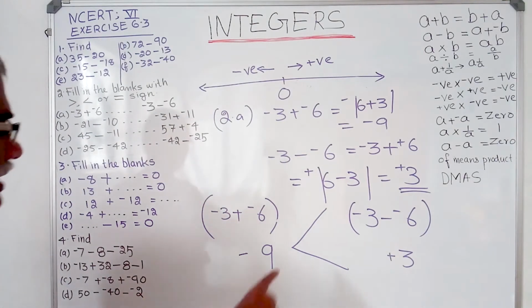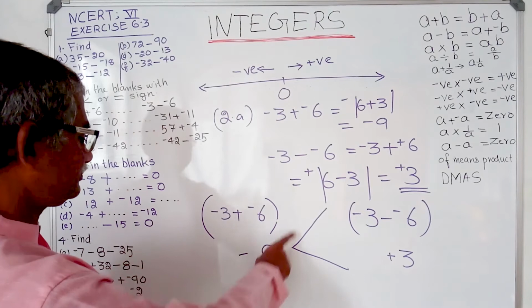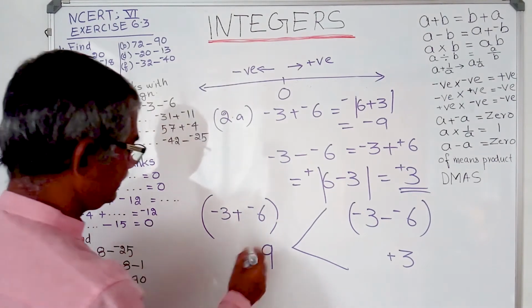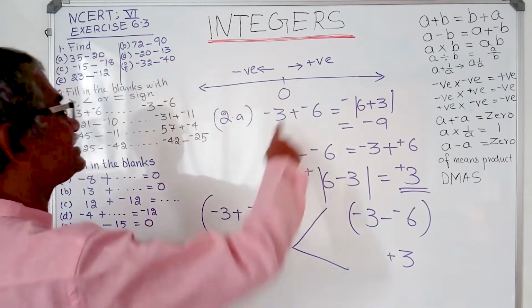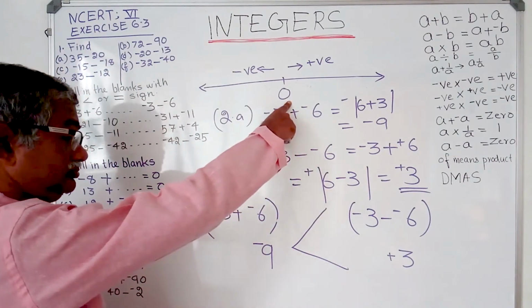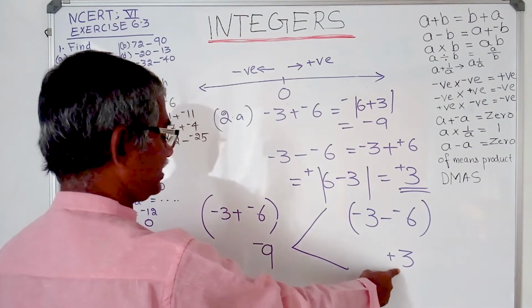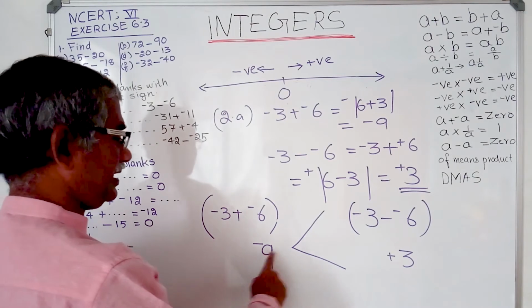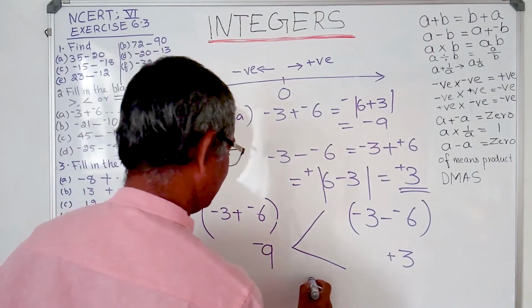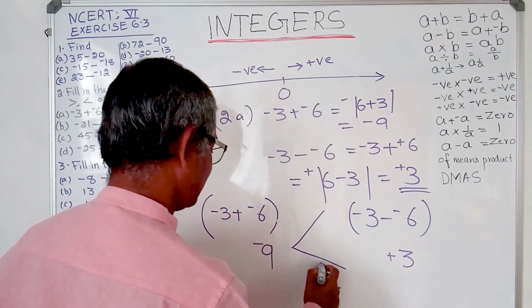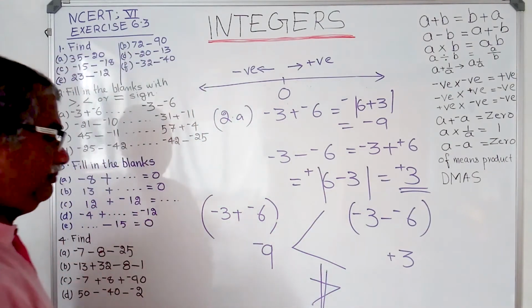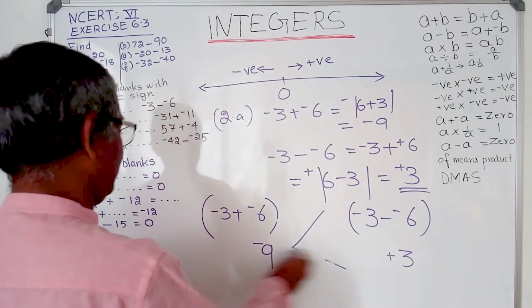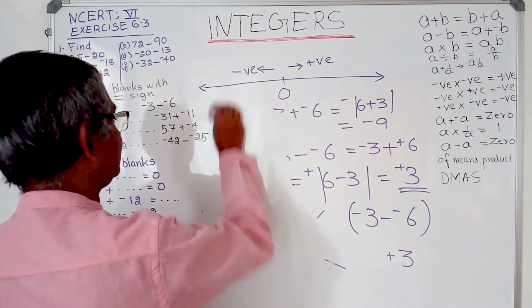Look carefully. 9 is larger, but the negative sign is here. So negative 9 is less than 0. 3 is greater than 0. Do not simply write down 9 is large, 3 is small, like this. It is not correct. Be careful. So we are again going to the next solution.